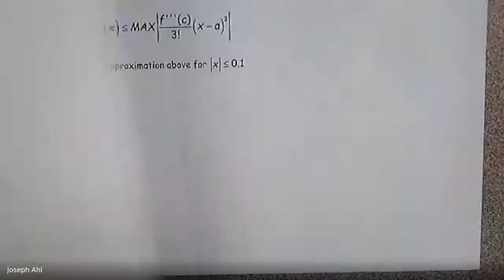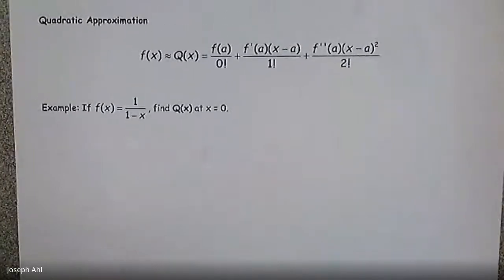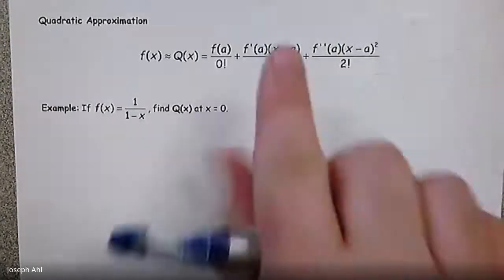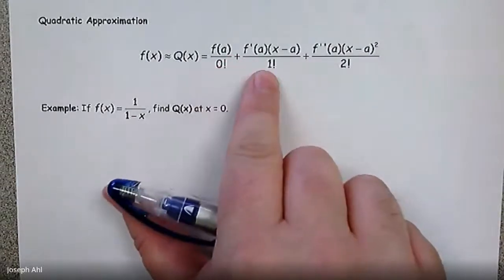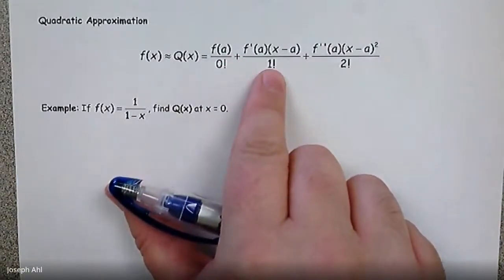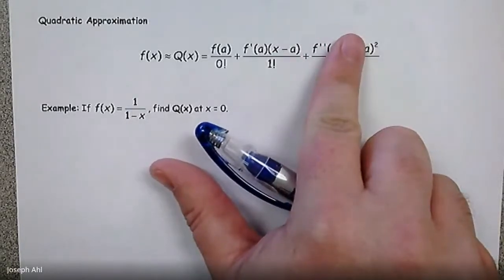What if there's a better fit? Let's talk about quadratic approximation. The formula for a quadratic approximation just goes one extra term out. This is actually exactly a linear approximation up until here. We don't usually write it with 0 factorial and 1 factorial in the denominator. But this right here, excluding this extra term, is a linear approximation.